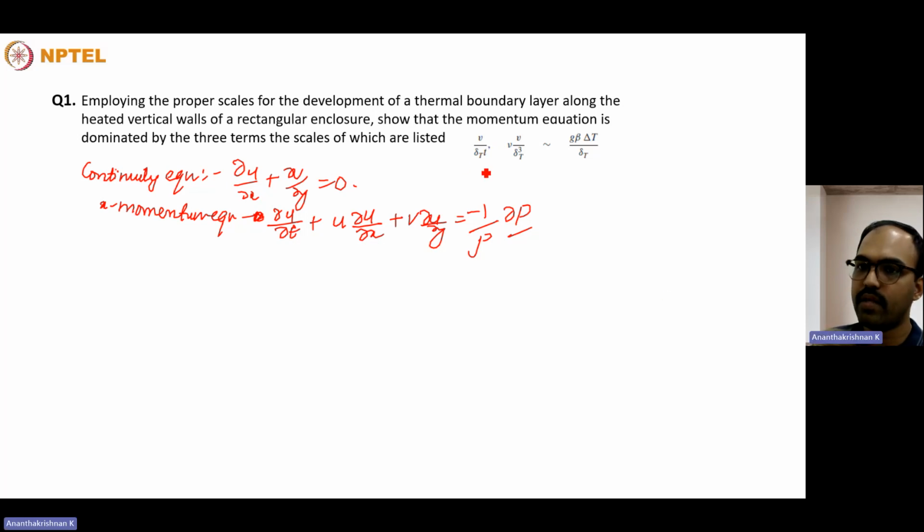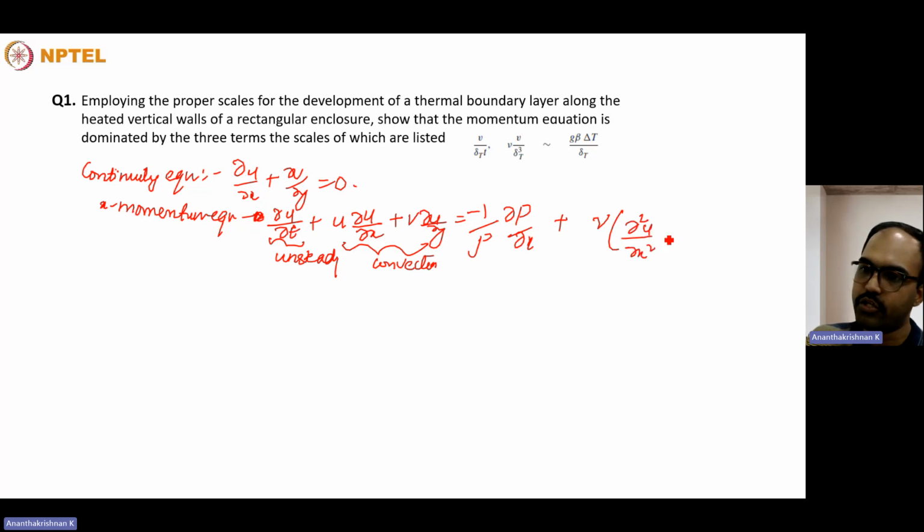I beg your pardon, this is v by delta T and this is nu v by delta T. That's a small correction in the question. So minus 1 by rho dou p by dou x, that is the pressure term, and this corresponds to the unsteady term, and this is the convection term or the inertia related force. So this is pressure, and then there is this viscosity induced effect in the x direction.